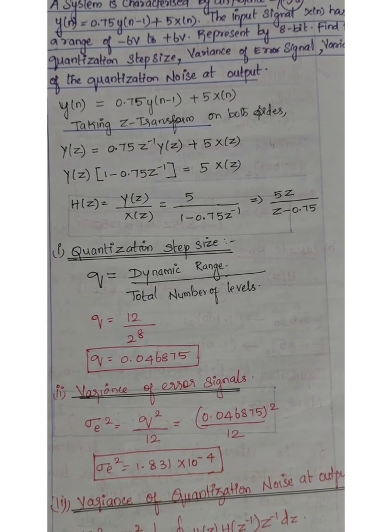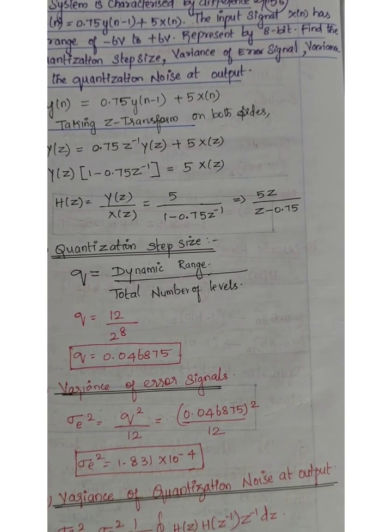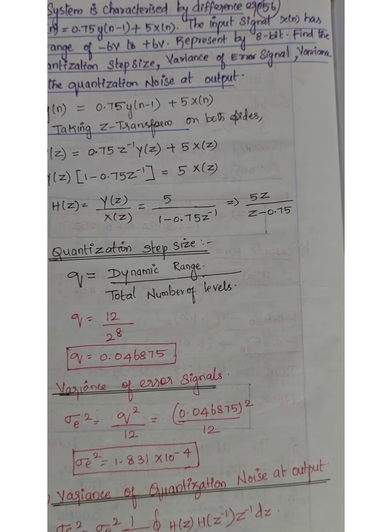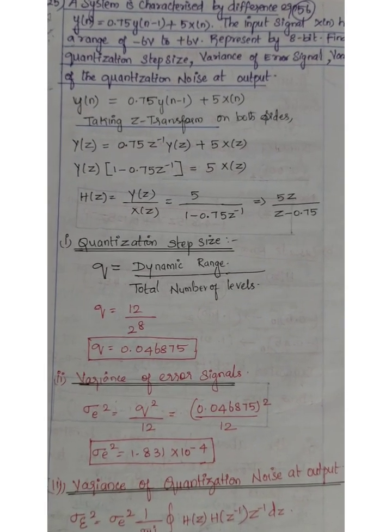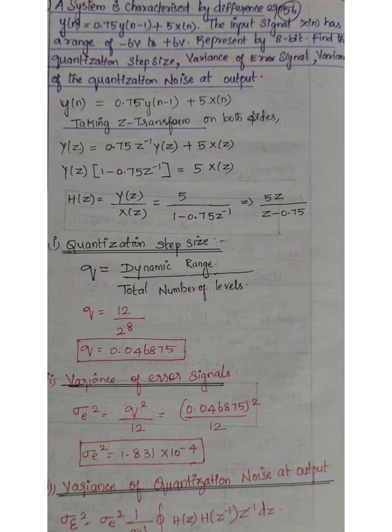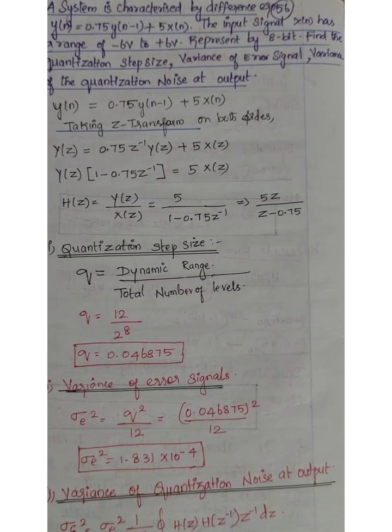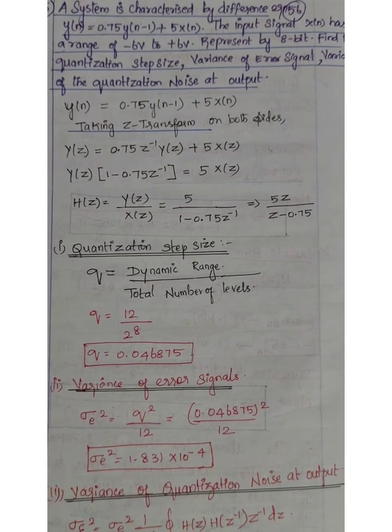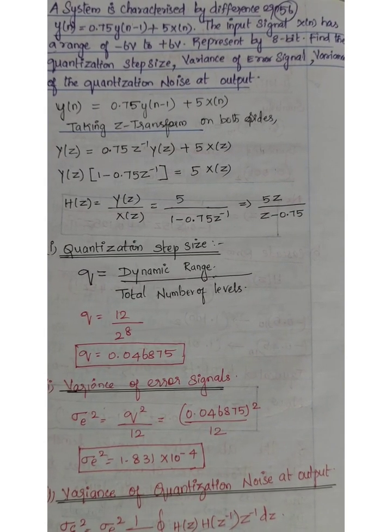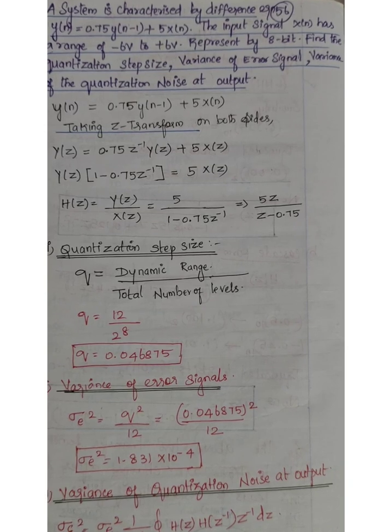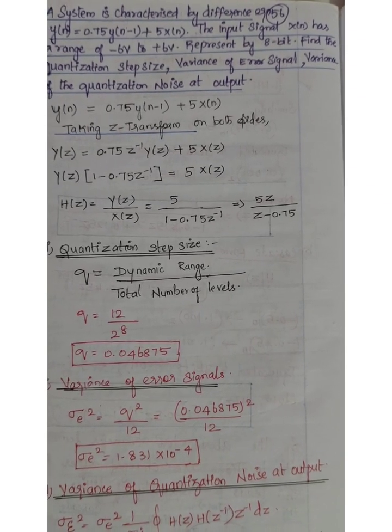Therefore, find the transfer function H(z). In some problems they directly ask to find the transfer function, or else you need to find it yourself. H(z) = Y/X = 5 divided by (1 - 0.75 z^-1). Can I write it like this, 5z by (z - 0.75)? It is also correct.